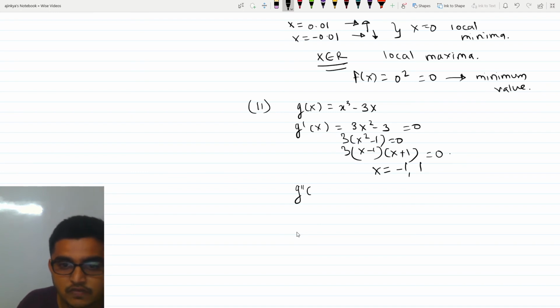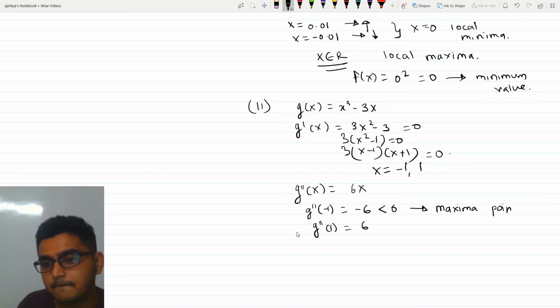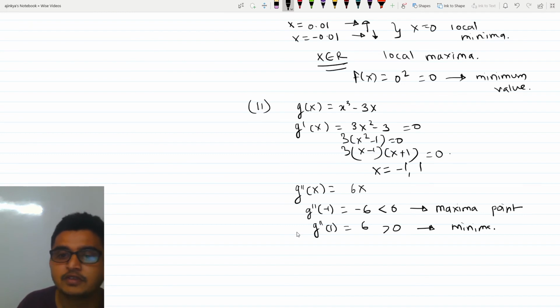So g double dash of x, we can get 6x, right? Now when you put g double dash of minus 1, what do you have? It is minus 6, and g double dash of 1 is plus 6. Since minus 6 is less than 0, this is the maxima point, and since the other is greater than 0, this is the minima point. So immediately you have two turning points, x equals minus 1 and plus 1.